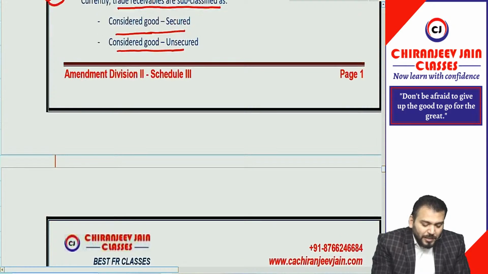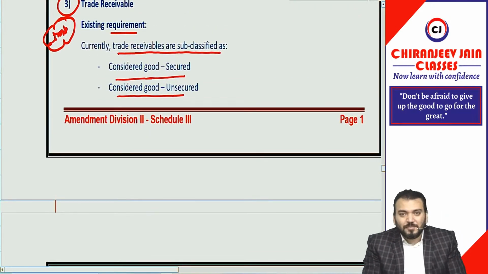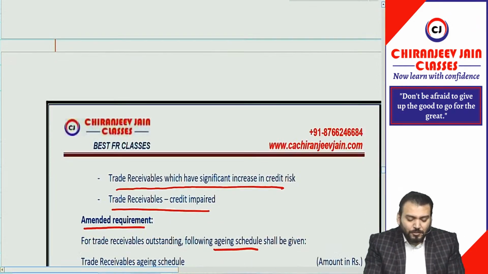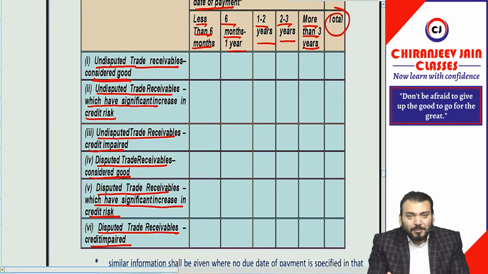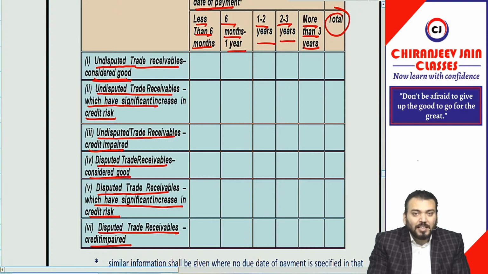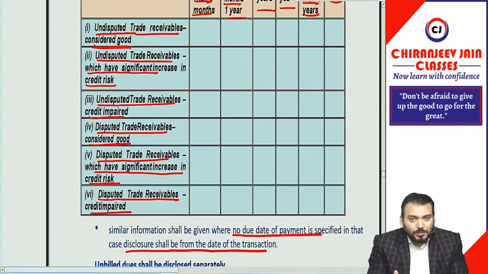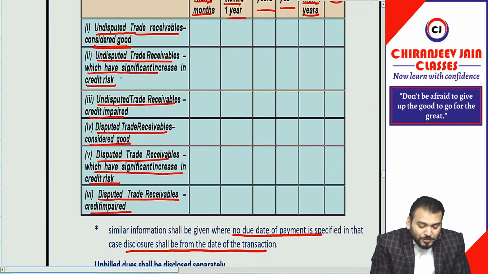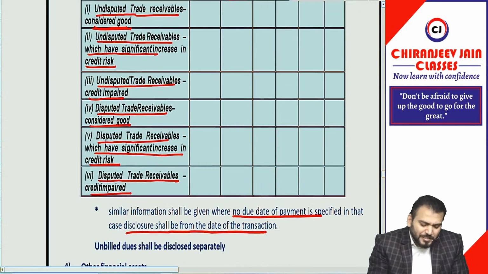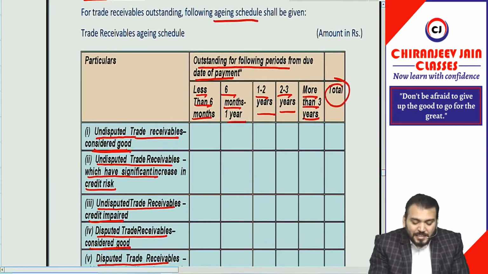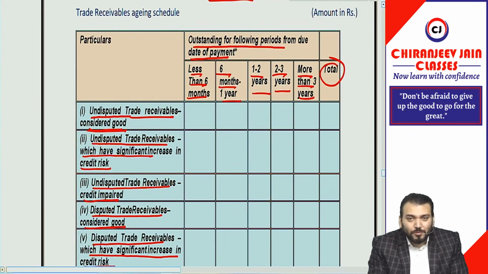So this is one important amendment from examination point of view, which I feel they may ask in exam in the analysis of financial statement chapter. Can you repeat with me? So now we need to give aging schedule, and we'll divide the trade receivable in two parts, undisputed and disputed, and then it will be classified as undisputed trade receivable considered good, undisputed trade receivable which have significant increase in credit risk, undisputed trade receivable which are credit impaired. Similar for disputed trade receivable, aging will be given for less than 6 months, 6 months to 1 year, 1 year to 2 year, 2 year to 3 year, more than 3 year, then total.